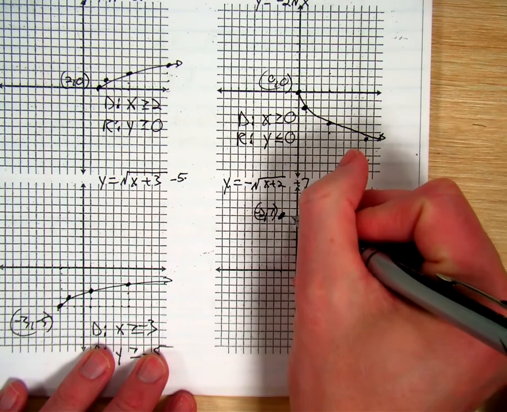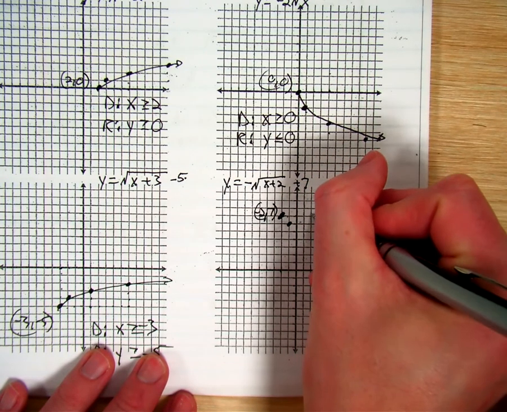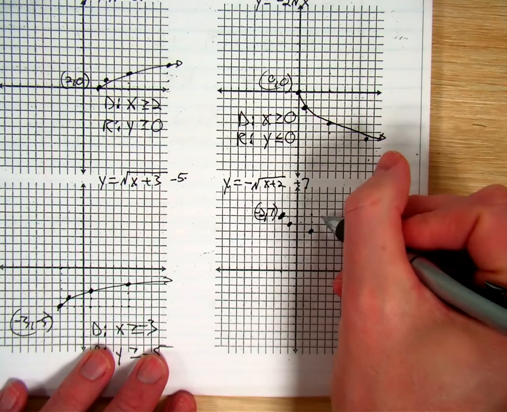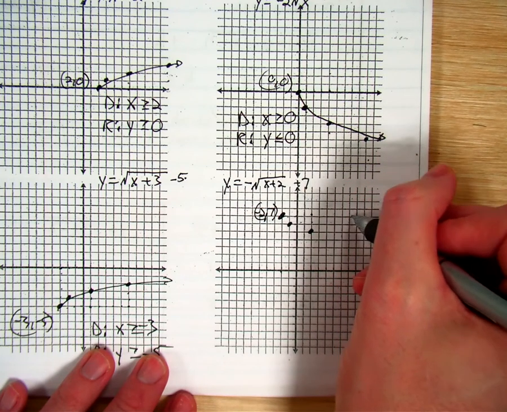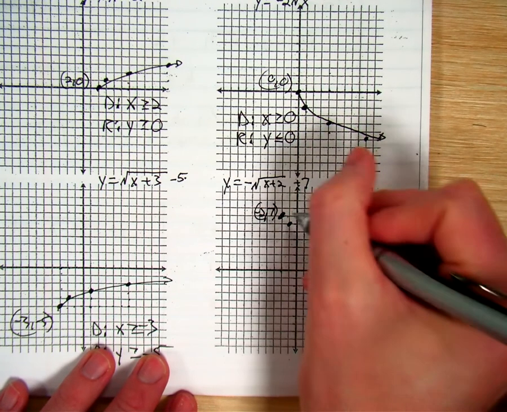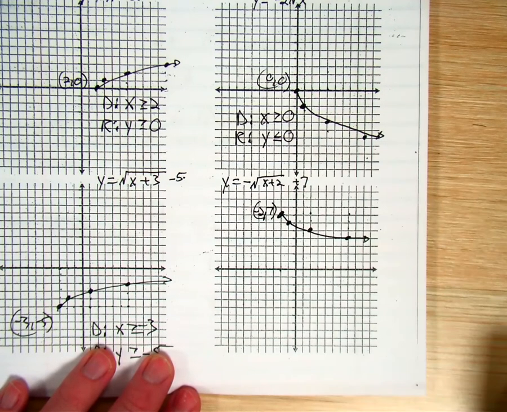So over 1, down 1. Over 1, 2, 3, 4. Down 1, 2. Over 5, 6, 7, 8, 9. Down 1, 2, 3. Okay, we're slowly going down and to the right.